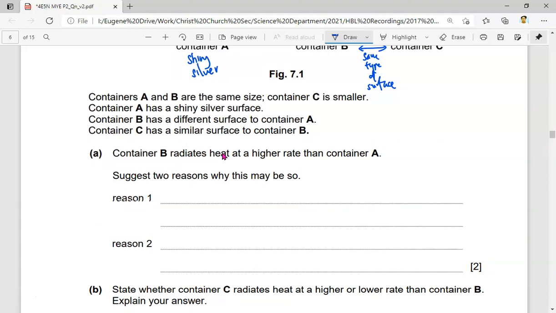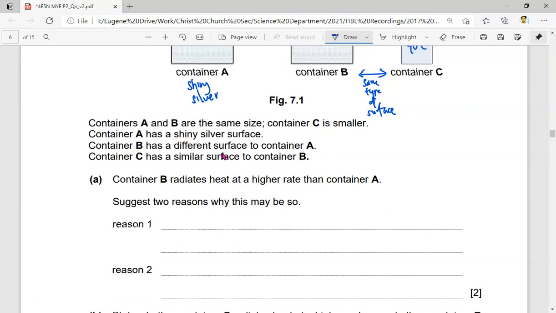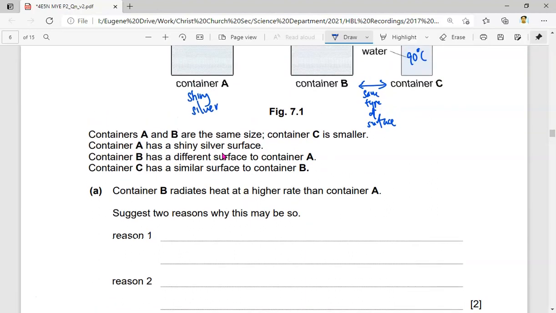So part A. Container B radiates heat at a higher rate than container A. So B radiates at a higher rate. Key idea: radiation, the mode of heat transfer. When we see the words shiny and silver, we know that most likely this is a radiation question, because only such terms are used in radiation.